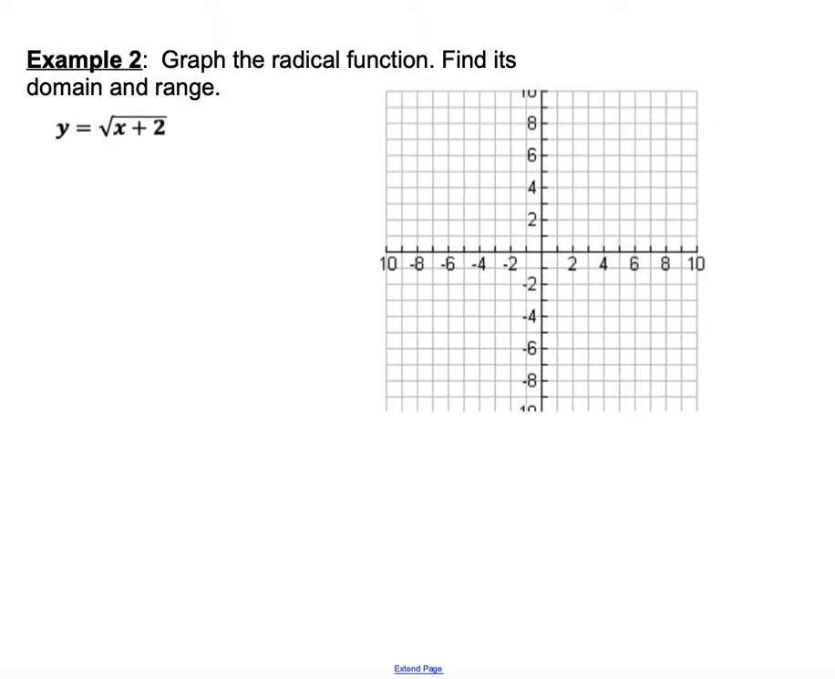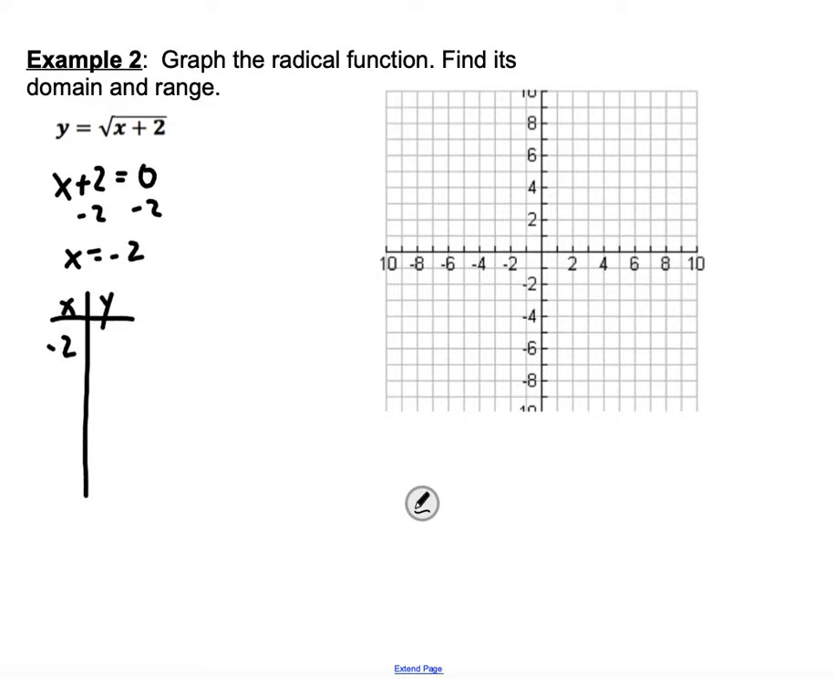Let's look at another one here. Again, take whatever's underneath the square root and set it equal to 0. So x plus 2 is underneath the square root, so we're going to set that equal to 0 and solve for x. So that tells me I'm going to plug -2 into the radical there. So the square root of 0 is 0.